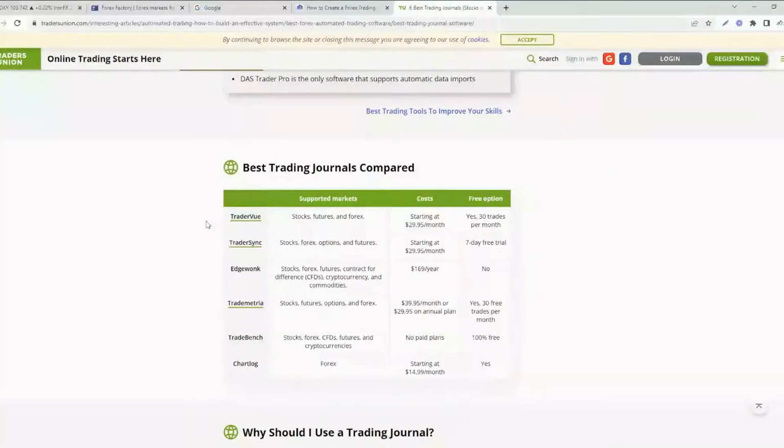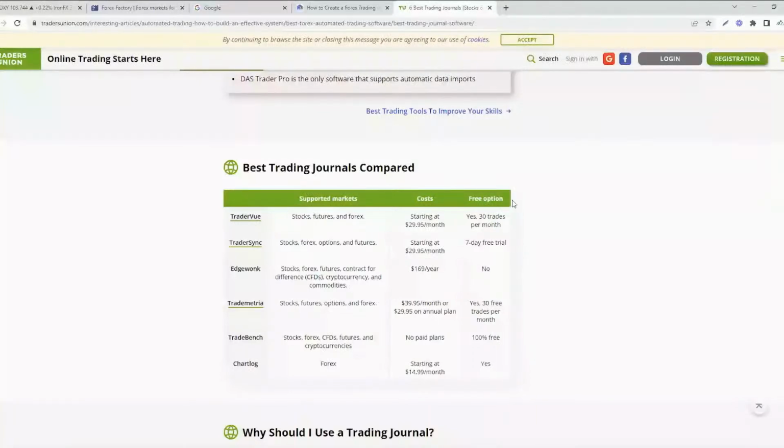Okay, so here we have Trading View, Trader Sync, Edgewonk, Trade Metria, Trade Bench, and Chart Log. It tells you what the supported markets are. For example, you've got stocks, futures, and forex here. For Trader Sync, you have stocks, forex, options, and futures. Edgewonk, you've got CFDs, and so on, right? And then you also have the estimated cost as well. Some of them do have a free option, so you can even start off with a free option.